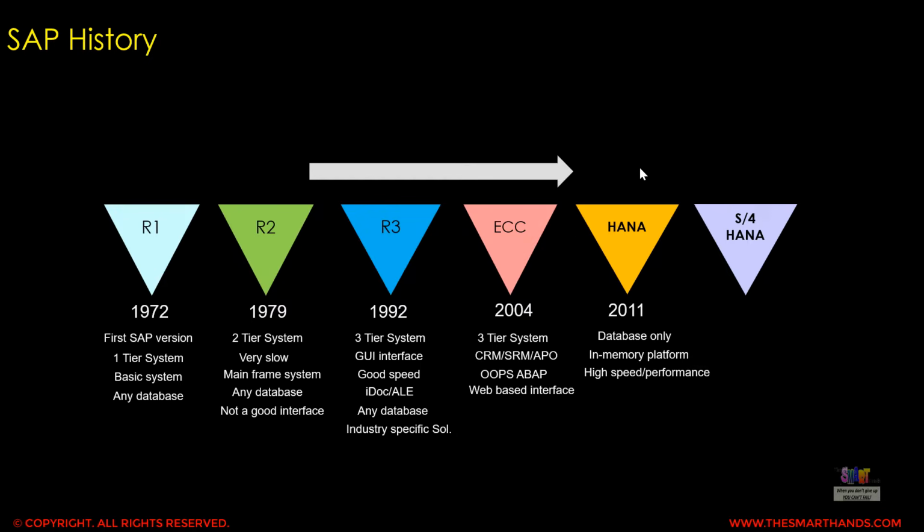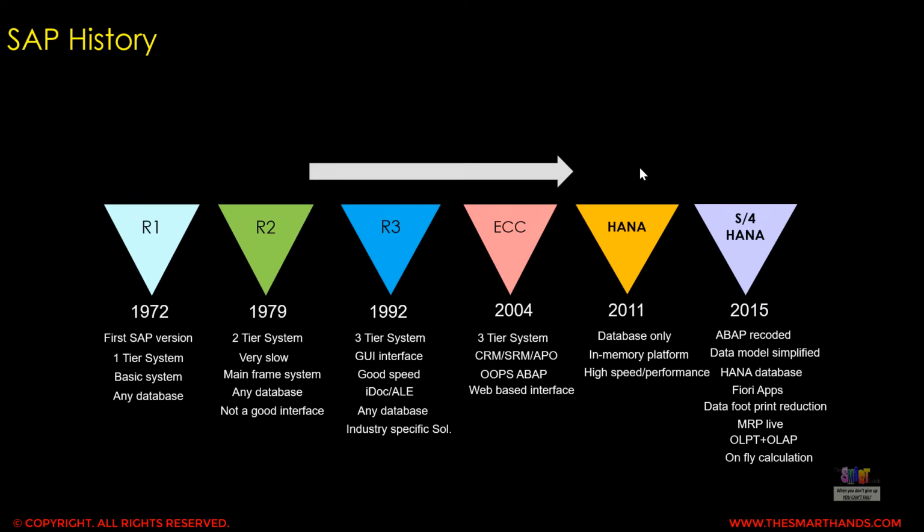And then in 2015 they launched S4 HANA. With this version, all the old ABAP coding was recoded and the data model was simplified. The HANA database was used only in this one; we can't use any other database. Fiori apps were launched. Data footprint reduction was provided. MRP Live was provided. OLTP, OLAP, etc. were provided, and on-the-fly calculation was possible.